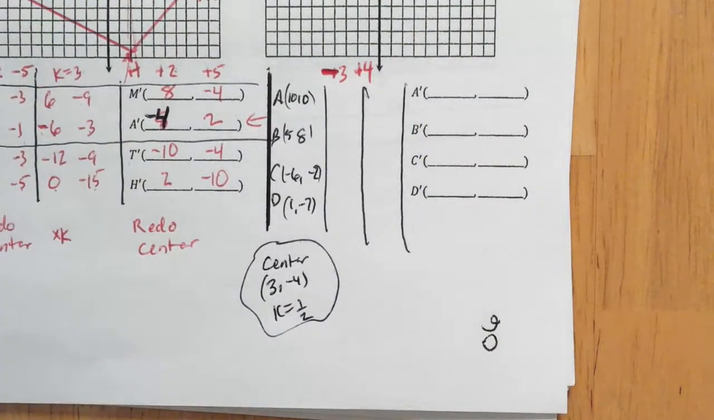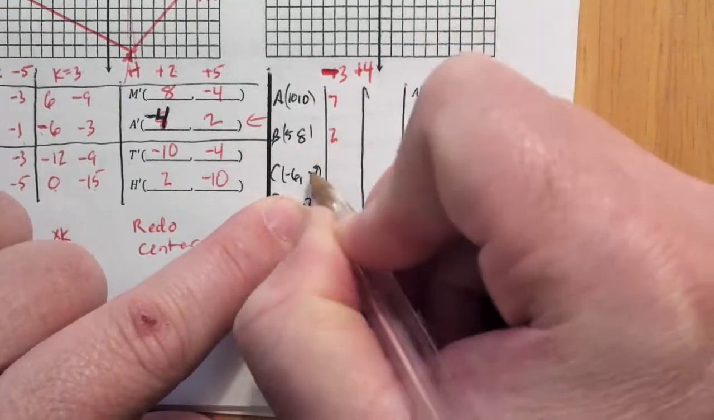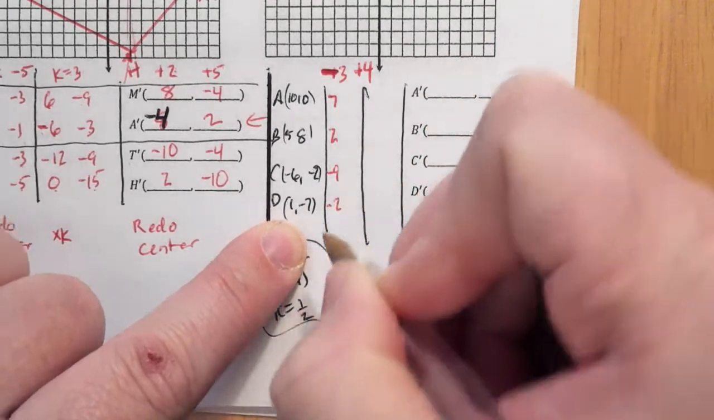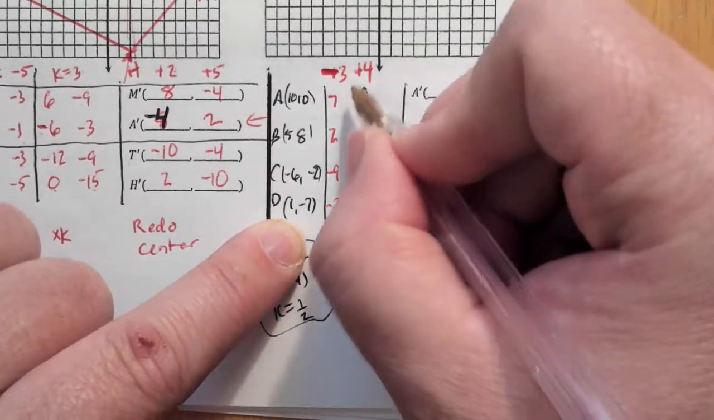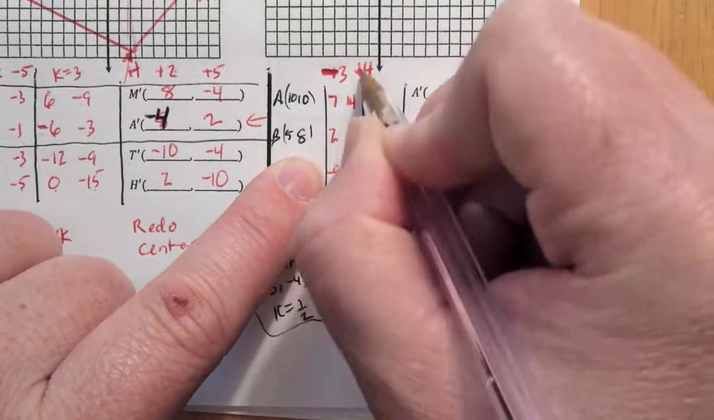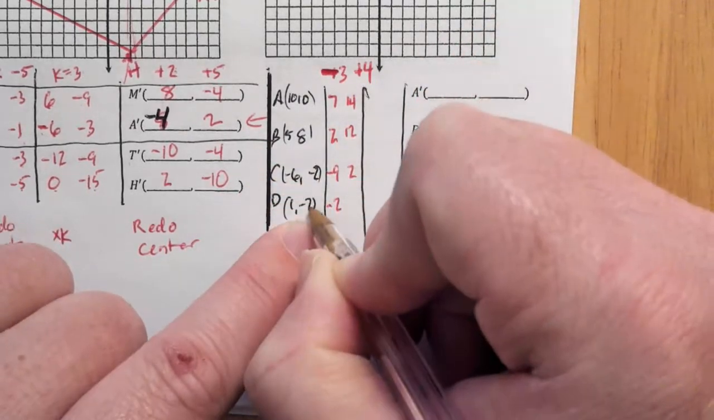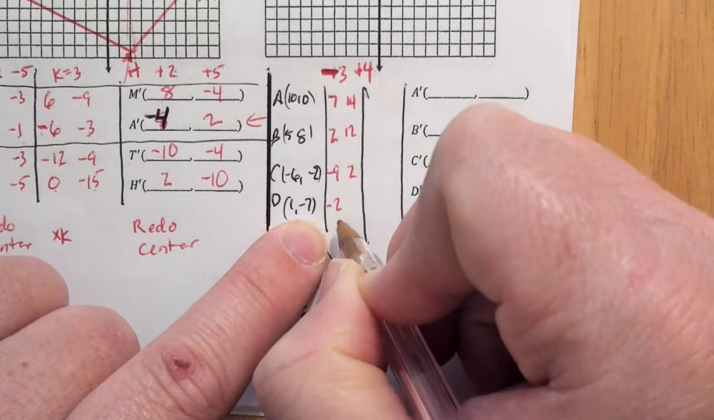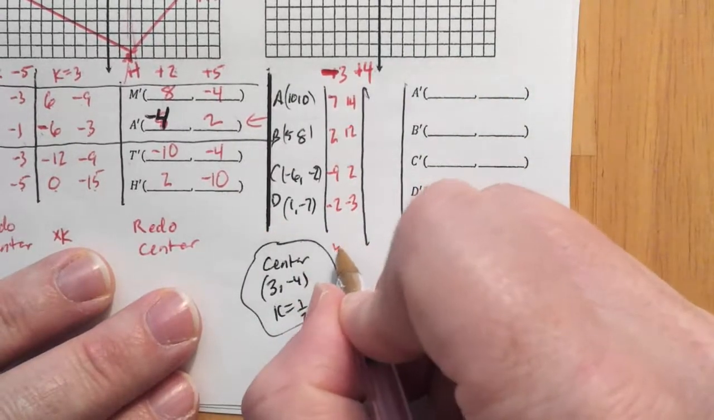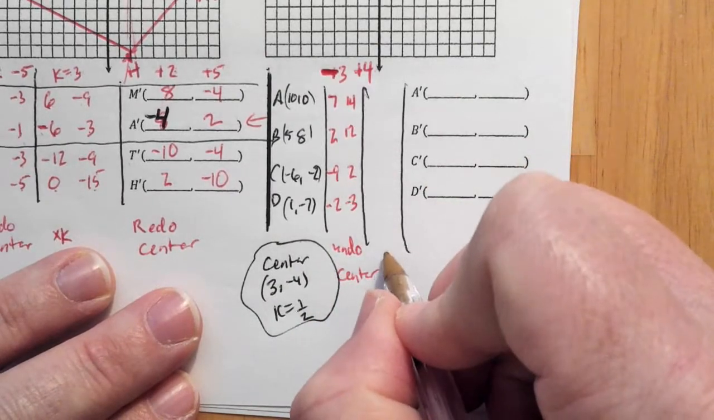All right, so take all of your x's and we subtract 3. So we get 7, 2, negative 9, and negative 2. Okay, now take all of your y's and we're going to add 4. So we get 14, 8 plus 4 is 12, negative 2 plus 4 is positive 2, and negative 7 plus 4 is a negative 3. So the first thing we did was undo our center.